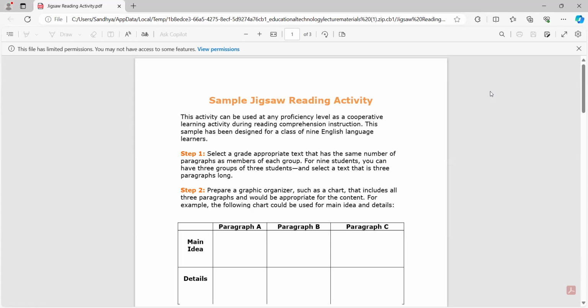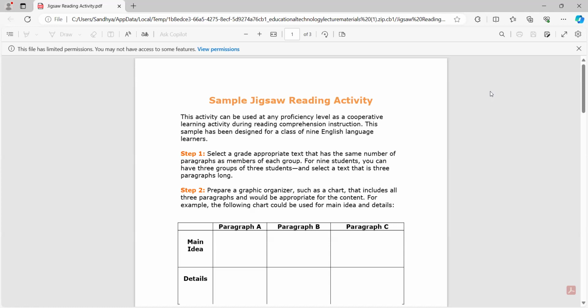Now you first take the reading material and then you divide it sensibly into parts. According to the number of parts that you have, you should form jigsaw groups with the exact number of the parts of the lesson. Is that clear? Yes, ma'am.